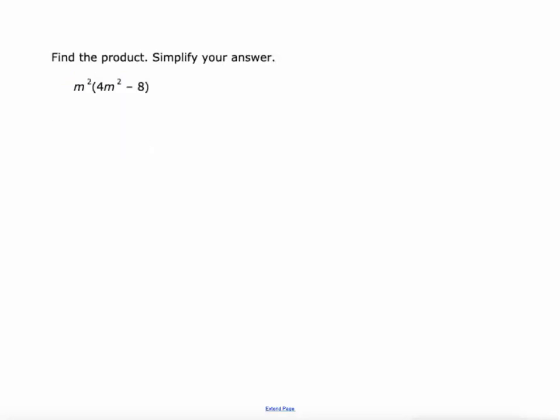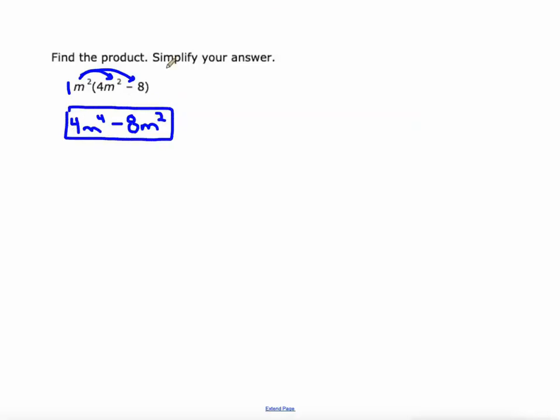Monomial times monomial. Next, what if we do a monomial times a binomial? Well, we need to multiply that m squared times both of these. All right, so you've got 1 times 4, which is 4, and m squared times m squared, which is m to the fourth. Then we have 1 times -8, which is -8, and m squared times, I guess that's m to the 0, so that would be m squared.